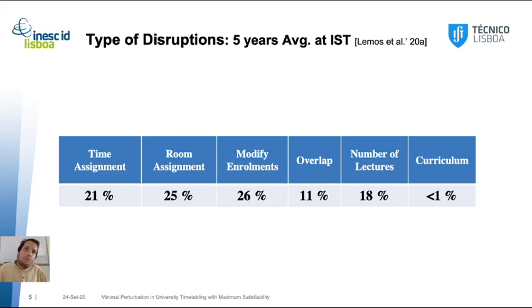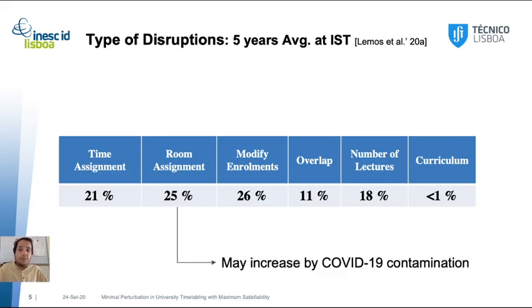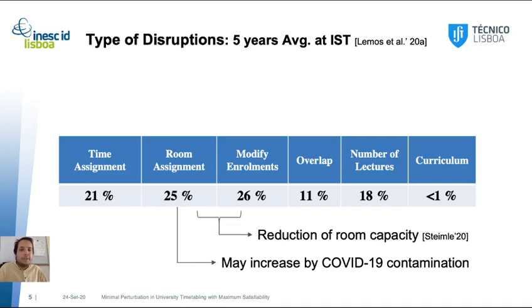The two other major disruptions are changes in time assignments and room assignments. Please note that this study is from before COVID, so these numbers are likely to grow. For example, room assignments will probably increase due to COVID contamination of rooms, as we discussed in the example above. And room assignments and modifying enrollments will probably increase with the reduction of room capacity due to social distancing rules.